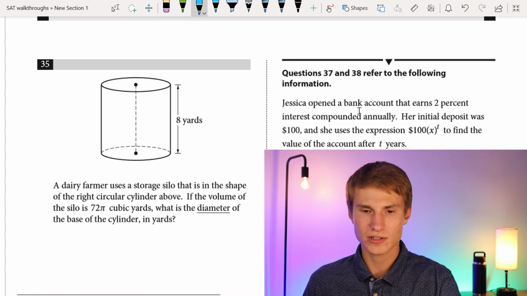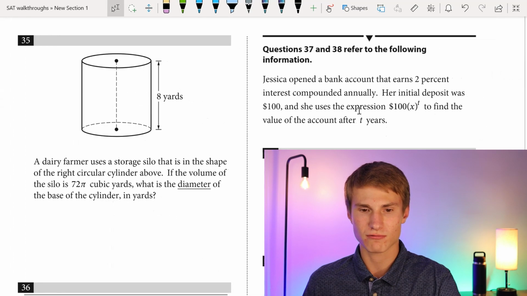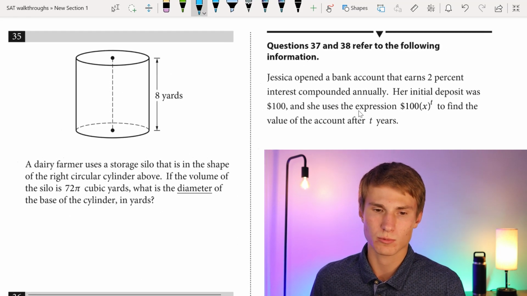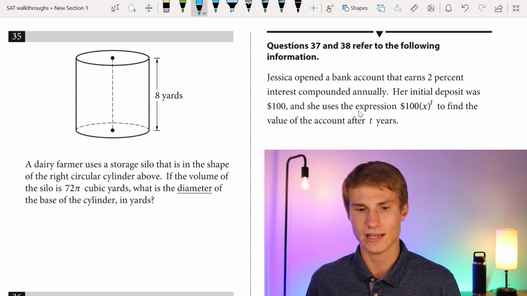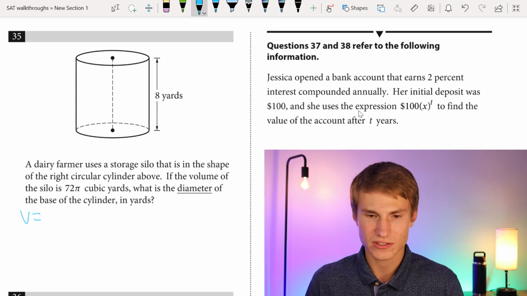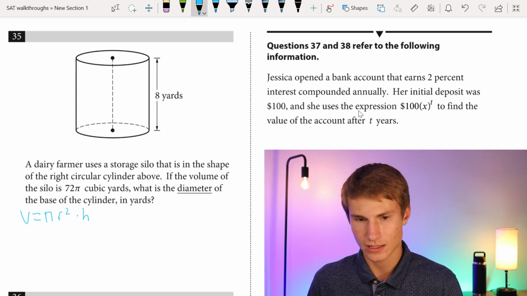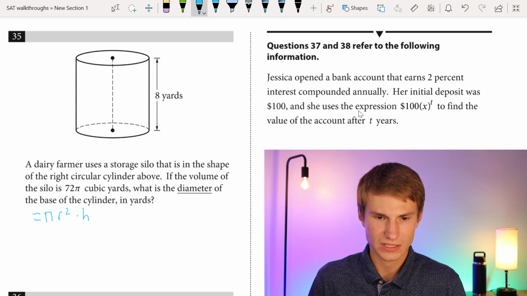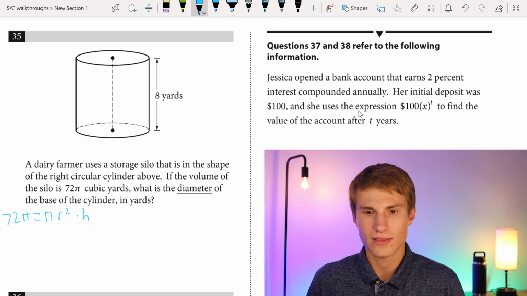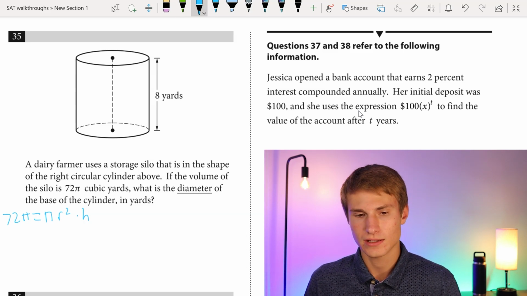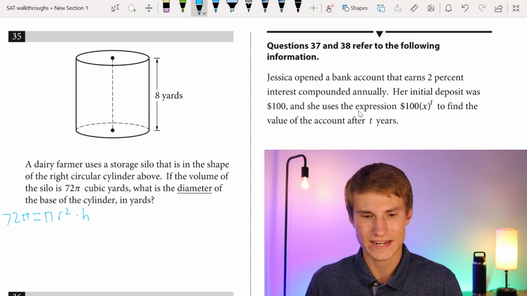Okay, so we have a dairy farmer who uses a storage silo that is in the shape of a right circular cylinder. If the volume of the silo is 72 pi cubic yards, what is the diameter of the base of the cylinder in yards? All right, well, we know our volume of a right circular cylinder is going to be pi r squared times our height. Now, we're told that our volume is 72 pi, so we'll go ahead and plug that in. 72 pi. The next thing that we're told is that we have to solve for the diameter of the base. Now, in order to solve for the diameter, we need to get our radius.